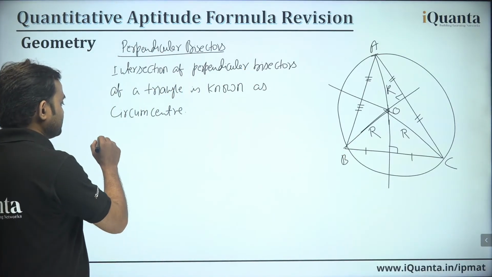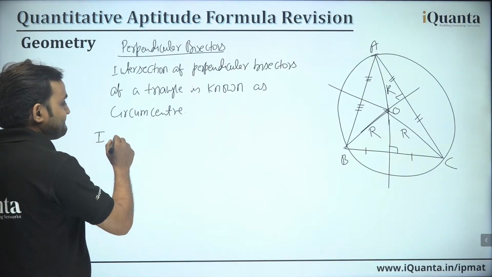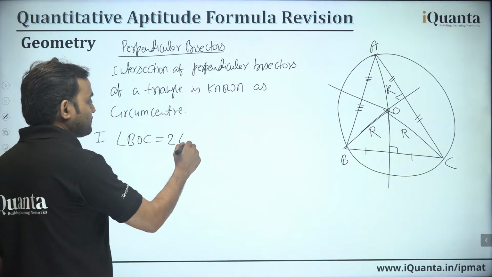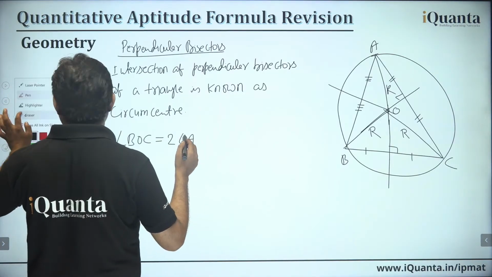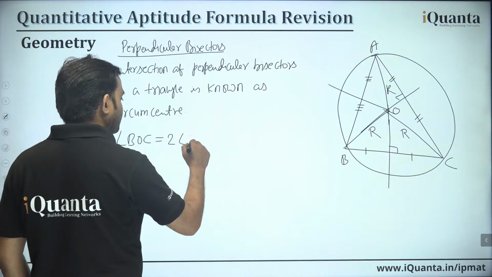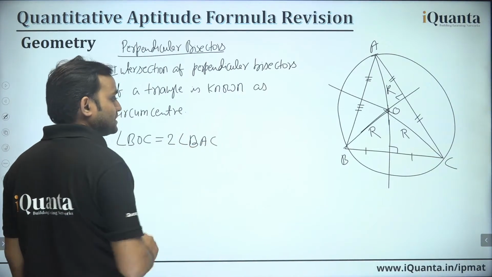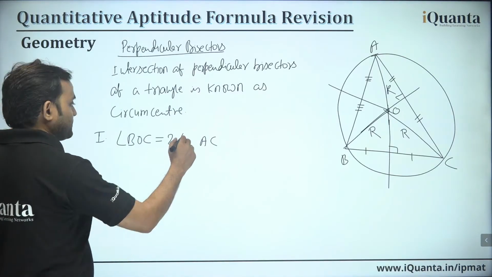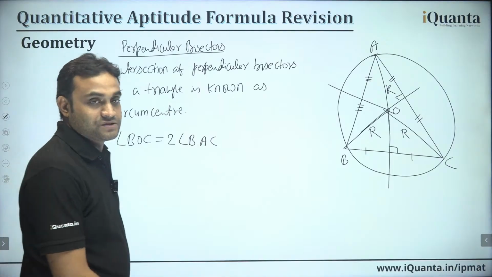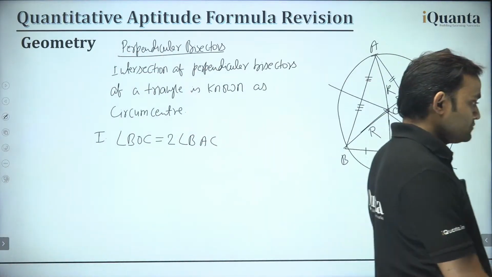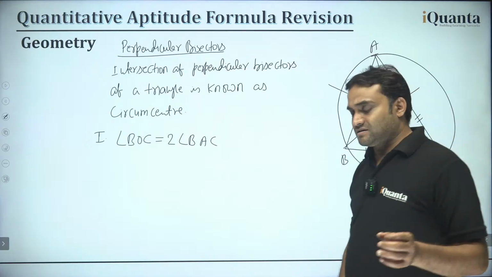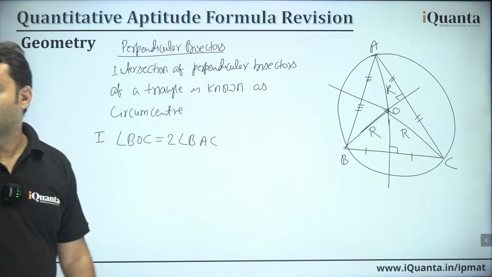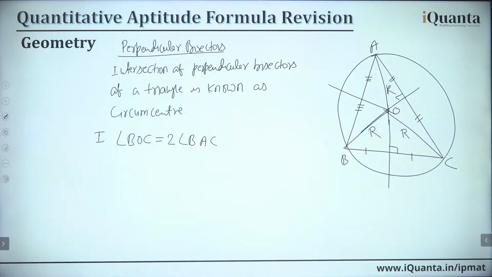What we can say here is that angle BOC will be equal to twice of angle BAC, है ना? BAC. There is more about circumradius, which is related to the area of the triangle, which we are going to learn all together when we discuss the area of a triangle. Okay.